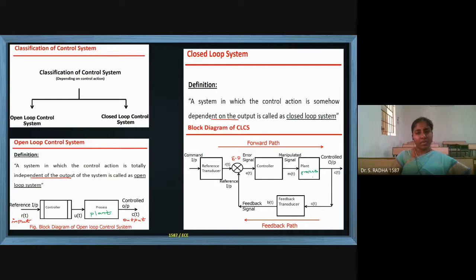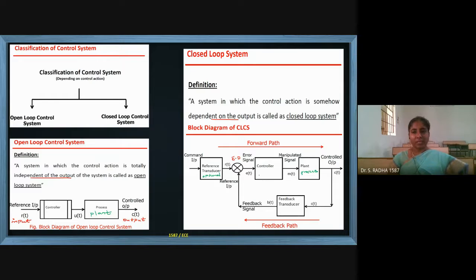In closed loop, what are the additional things we are having? One error detector and a feedback signal. I told you the transducer is optional, so you need not take this as compulsory. And R of t is there. Additionally, in closed loop, we are having two things. One is error detector, second one is feedback signal or feedback transducer.